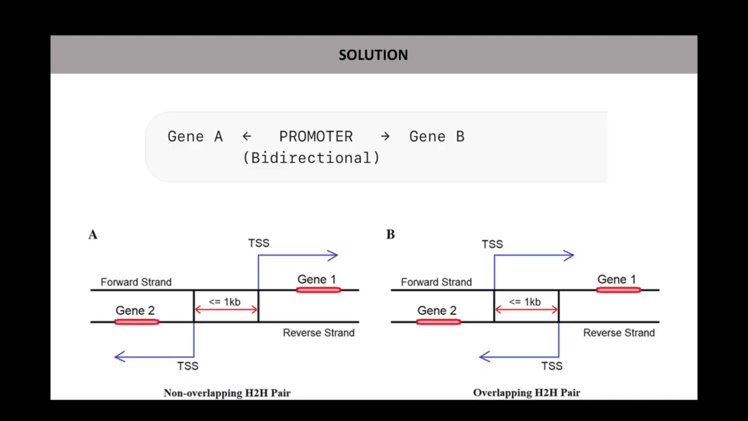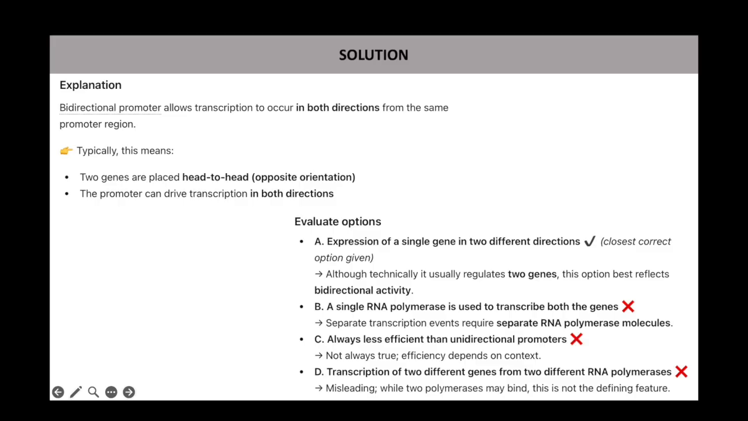Now, coming back to our question, we understood by now that bidirectional promoters allow transcription in both directions from the same promoter region. Typically this means that the two genes are placed head to head in opposite directions, and the promoter can drive the transcription in both directions. Now, let's evaluate our options.